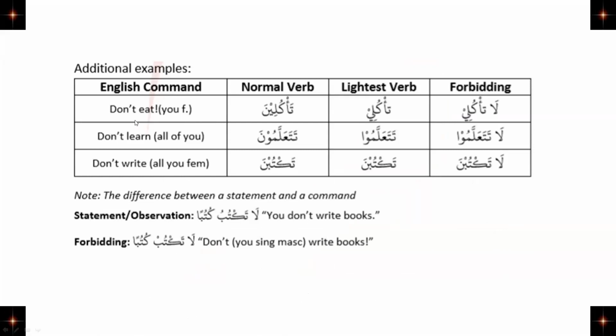So this is an English expression: don't eat, you feminine. Okay, this is what I want to say. How do I do that? How do I say don't eat? First of all, I will bring the normal fi'l mudari. Anti ta'kulina. So ta'kulina, you feminine singular, you are eating. Make it lightest, ij'alha majzuma. How do you jazm? Jazm by dropping the noon, because that's the formula. Drop the noon. So it becomes ta'kuli. Then you add your la. So la ta'kuli, don't eat.